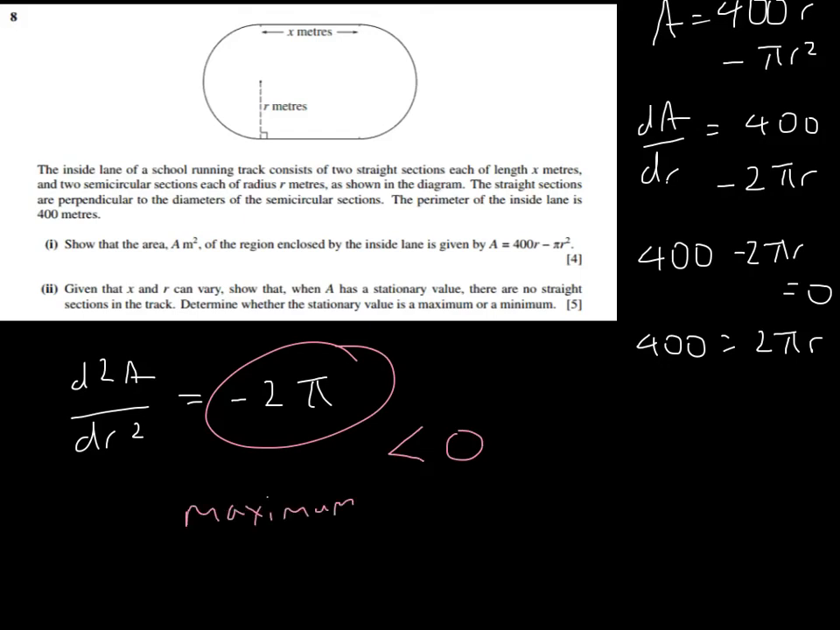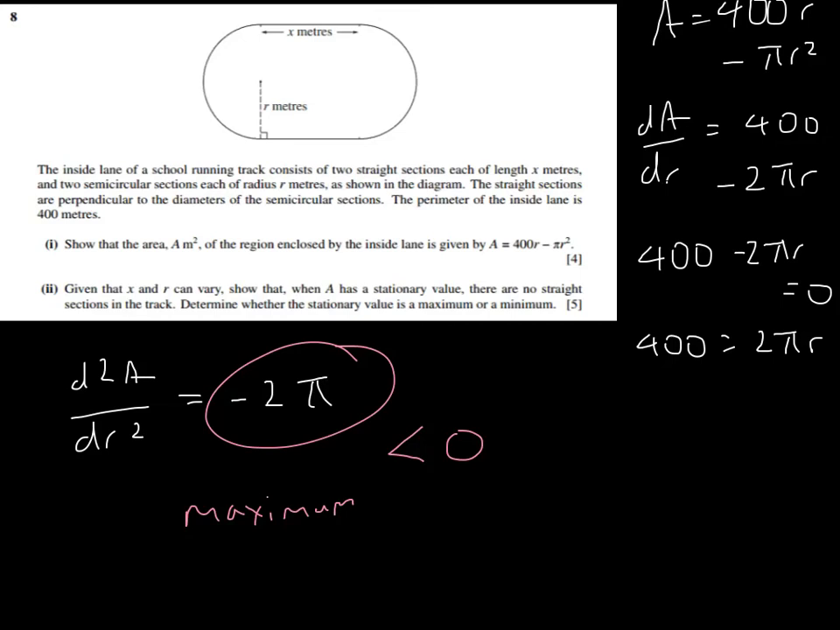So remember, all we do for the second derivative is take what we got for the first derivative and differentiate it again. So when I differentiate 400, I get 0. And when I differentiate 2 pi r, I get negative 2 pi. So that value there is less than 0, so that makes it a maximum. Okay, so we've done most of the question now. We've found the stationary value, but they actually want us to show that that shows there are no straight sections in this.